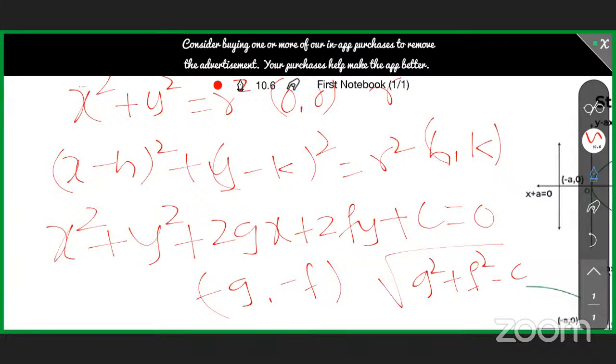So x square plus y square plus 2gx plus 2fy plus c is equal to 0 is the general equation of the circle.